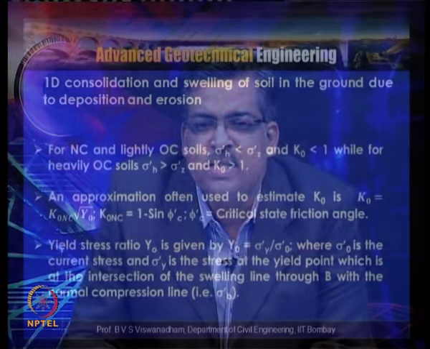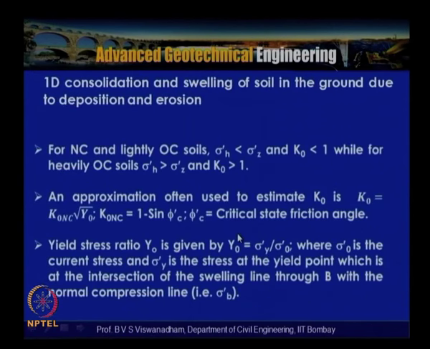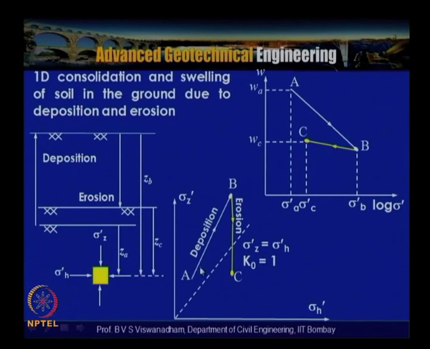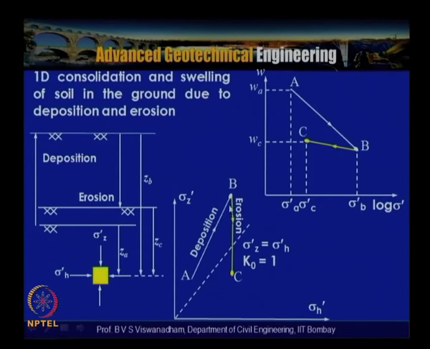For normally consolidated soil and lightly over consolidated soil, σ'_h is less than σ'_z, and K₀ is less than 1. That is for normally consolidated soil where deposition is happening, which is this path shown as AB here. Whereas for heavily over consolidated soils, σ'_h is greater than σ'_z and K₀ is greater than 1. So because of this, K₀ values of more than one can be obtained.